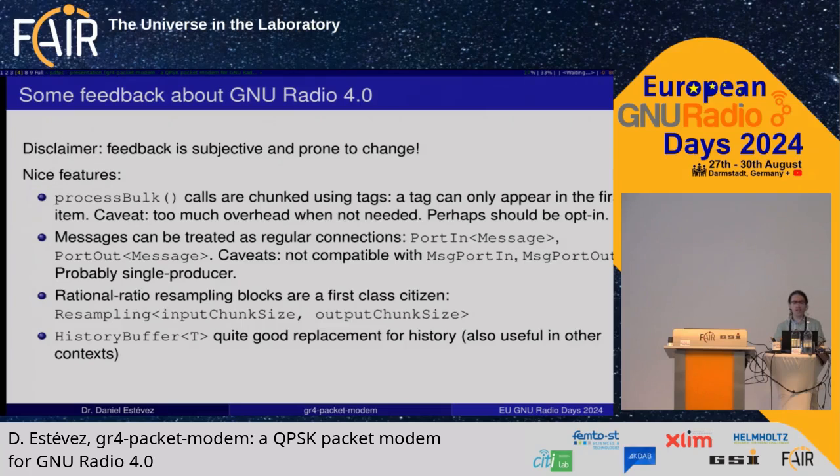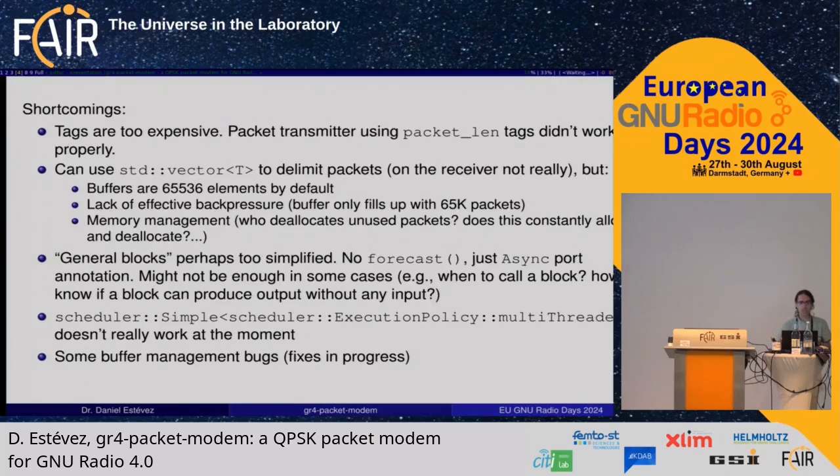Also, rational resampling ratio. We have it as a first-class citizen on gr4. In gr3, you only have decimation and interpolation. So that's nice. And the history buffer, I think, is fantastic, not only as a replacement of gr3 history, but also for other stuff. For example, in the FFT detection block, I use it because if I see a correlation peak, I cannot say, OK, this is a packet, because maybe 10 samples afterwards comes a much larger peak. So I need to wait on. And I wait on through a history buffer, and I put all sorts of metadata in there. So that's great. Some shortcomings I found.